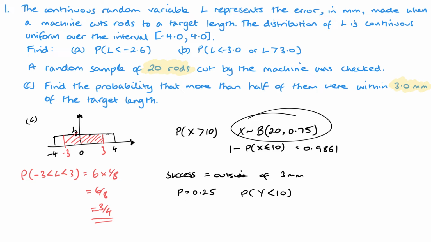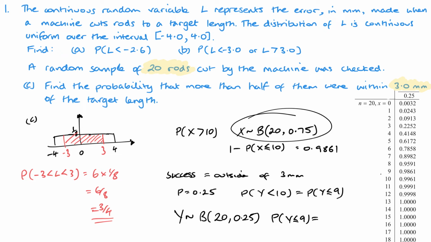So this time, let's write down our distribution. So y is going to be binomial 20, probability 0.25, and we are looking at less than 10, which we know is less than or equal to 9. And now we just need to look at it from our tables. And then reading across from our 9, we can see we get 0.9861. Exactly the same answers we had up here. And there we are, done.